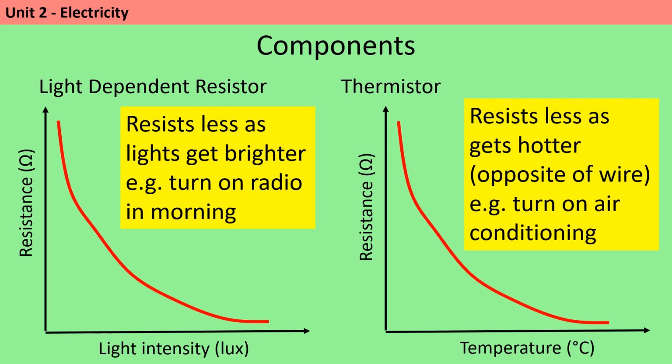And then on the right, we have a thermistor, and as the temperature increases for this one, the resistance goes down. So that's different to a wire, it's opposite of a wire.